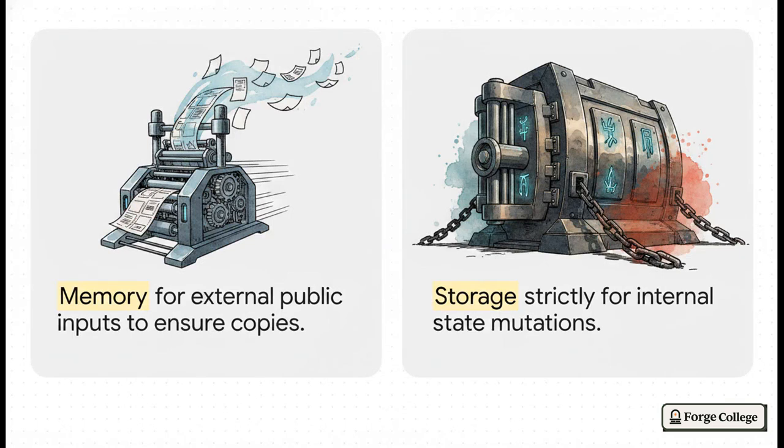I actually want to zoom in on step 3 for a second because data location trips up so many developers. When dealing with complex types like arrays or structs, always explicitly use memory for external inputs. You want copies. Reserve storage strictly for persisting actual contract state mutations inside your internal helpers. Mixing these up is exactly how you drain a test wallet, so please tattoo this rule on your brain.